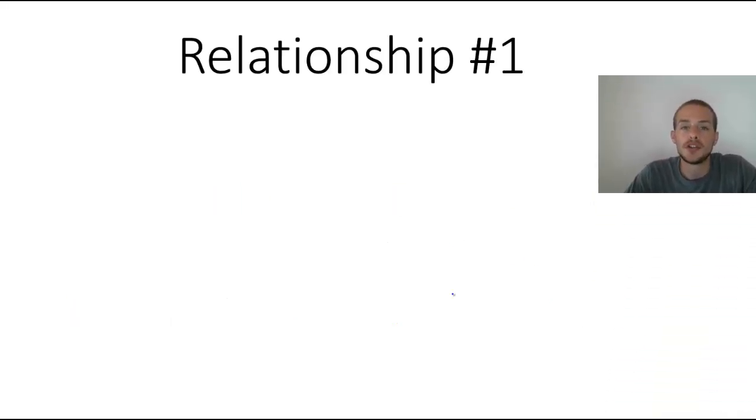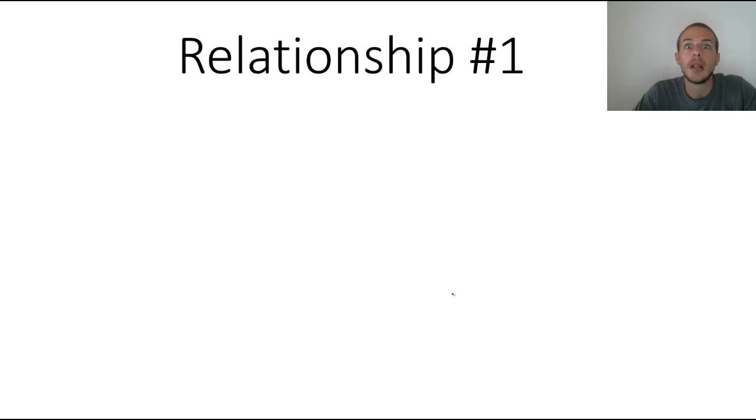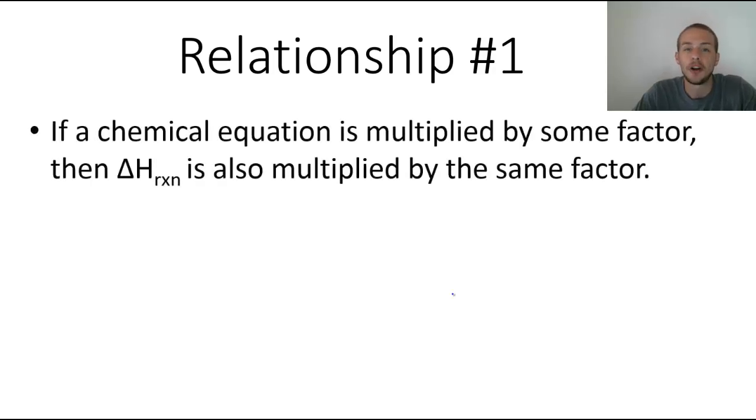So the first relationship has to do with when you multiply an equation by a factor. If you multiply a chemical equation by a factor, then the resulting delta H value for that new equation is simply going to be the old delta H multiplied by that same factor. So suppose we have this chemical reaction here where we have A plus 2B yields C, and let's say that the delta H value for this, let's just call it delta H1.